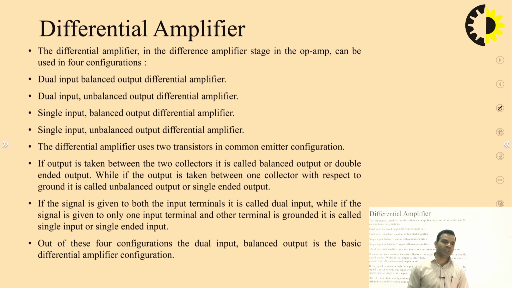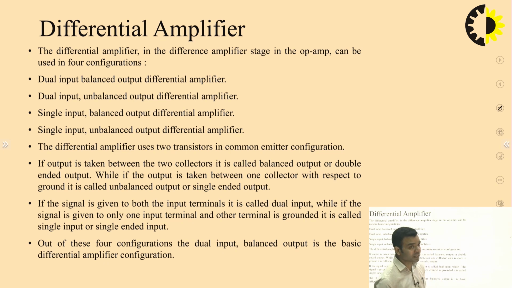Depending on this, there are four configurations of differential amplifiers. One is differential input balanced output differential amplifier, another is differential input unbalanced output differential amplifier, single input balanced output differential amplifier, and single input unbalanced output differential amplifier. In this way, we can categorize differential amplifiers into four parts.